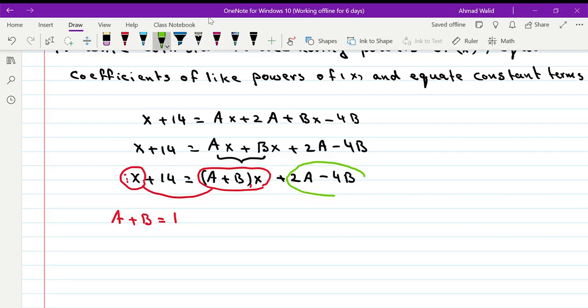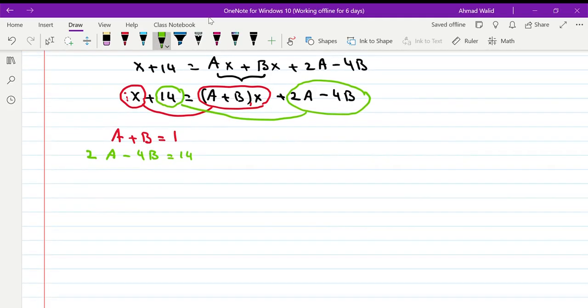2a minus 4b is a constant because there is no x involved in those terms. Equate this one with the constant on the left side. That's the meaning of step number 4. It means write 2a minus 4b equals 14. Wow, do you see you end up with the system of linear equations in 2 variables? Do you see this? How interesting this topic is, right?